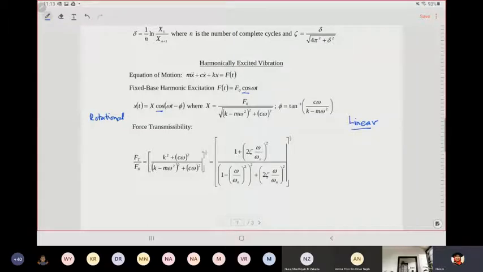So for example, how does your EOM look like for rotational, class? Can you tell me? Class, are you with me?